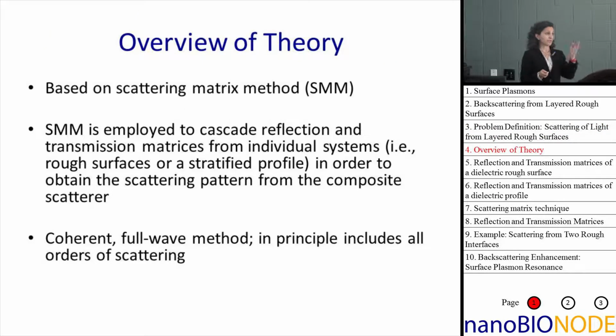The solution to this problem, the scattering solution we have been working on, is based on a scattering matrix method, let's call that SMM. The way we do it is that we cascade reflection and transmission matrices from different layers. First we need to find the reflection and transmission matrices for each system. If I have 2 rough surfaces, I have 2 systems. The top layer and the bottom layer each have a reflection transmission matrix associated with them, and then we cascade those matrices. This is a coherent full wave solution, and in principle, it includes all orders of scattering.